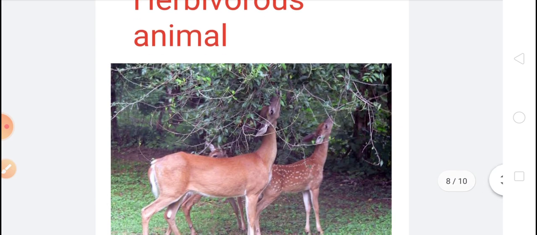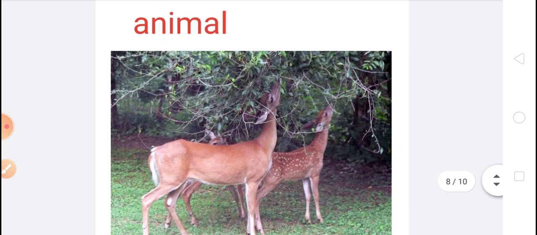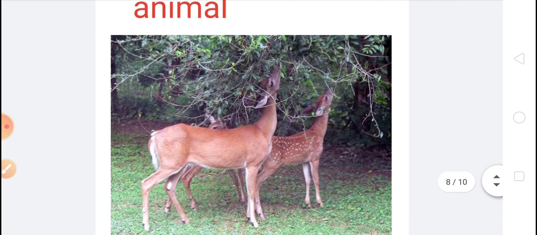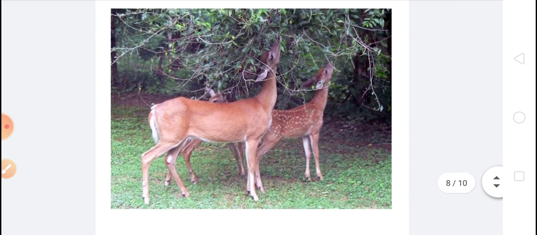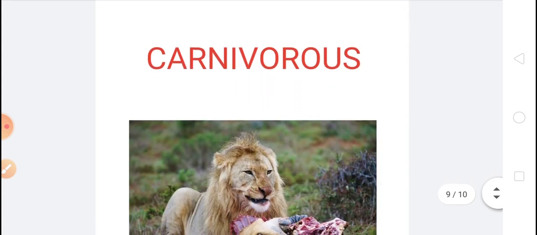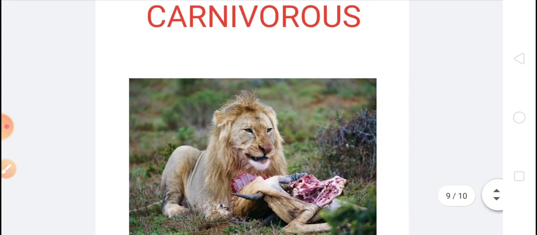First one is herbivores. Herbivores means the animals which feed only on plants. Means they eat only plants, and such animals are called herbivores. They are also called primary consumers. For example, you can see here deer, cow, rabbit, goat. These only eat plants and therefore they are called herbivores. Next category of consumer is carnivores.